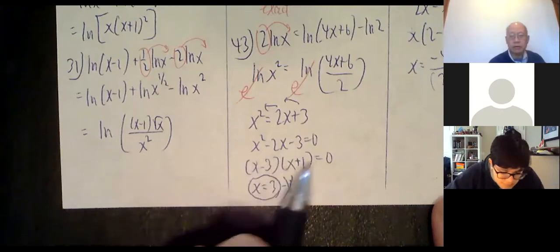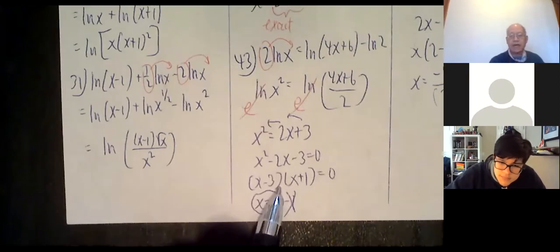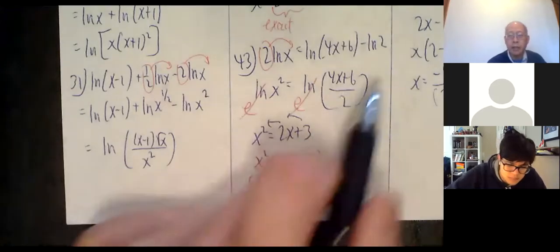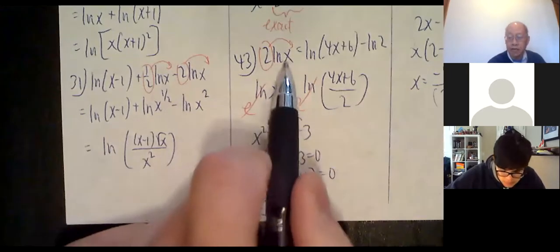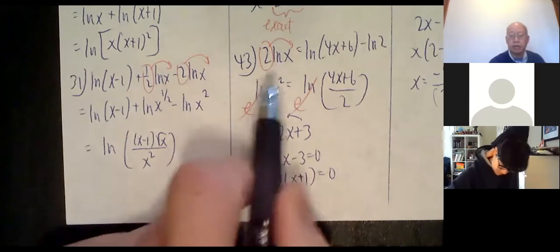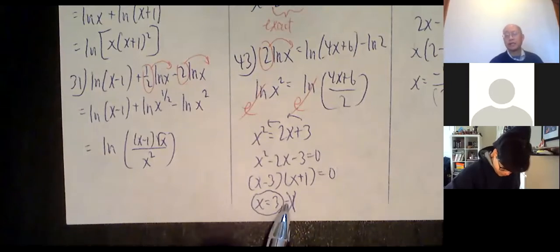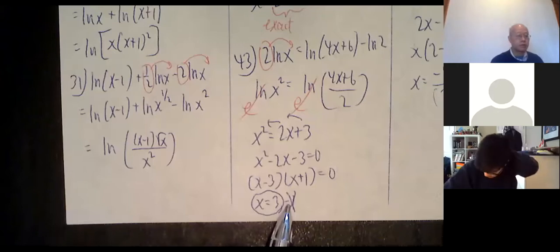Factor: x minus 3, x plus 1. X is 3 and negative 1, but negative 1 is not allowed, right? You can't take the ln of negative 1. So cross that out. If I plug in 3, everything is positive, so we only keep the 3. So again, you can only take the log of positive quantities. If we get a negative, throw it out.